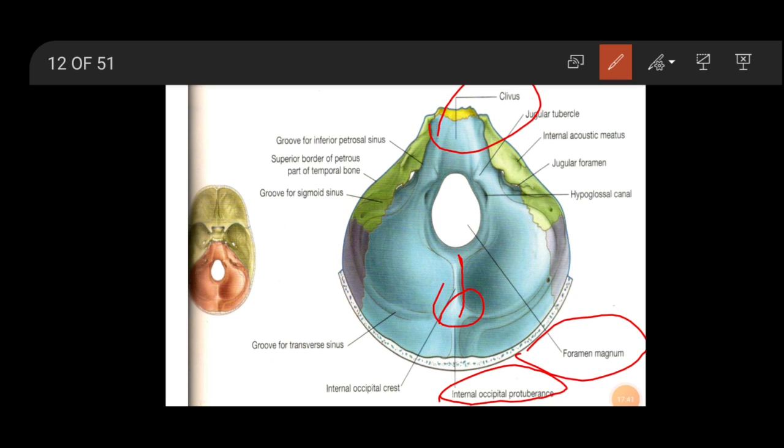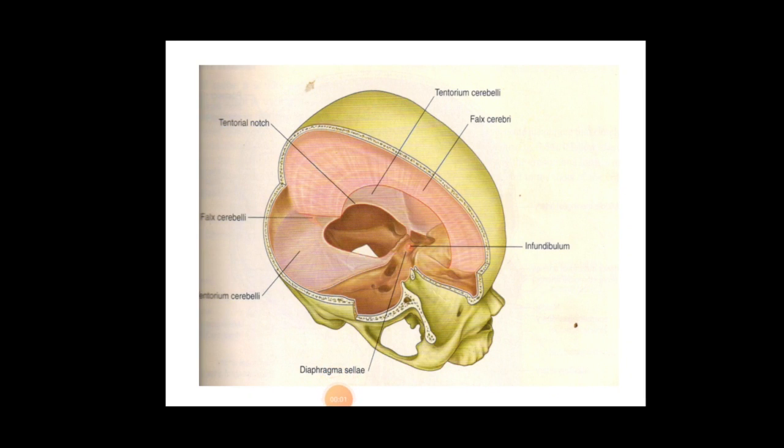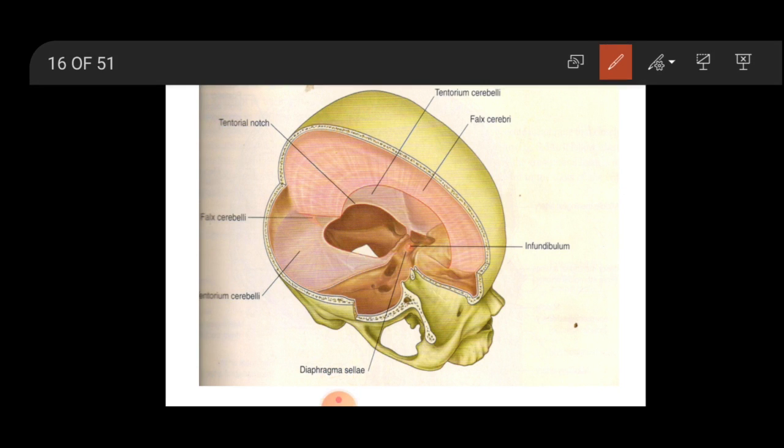The internal occipital protuberance is indicated on the external surface, and we'll see the attachment of the falx cerebri. Falx derives its name from being sickle-shaped. This falx forms a vertical partition in the longitudinal fissure between the cerebral hemispheres. On this side you have one cerebral hemisphere, and on that side the other. So we'll see the attachments. Anteriorly it is attached to the frontal crest of the frontal bone and the crista galli of the ethmoid bone.